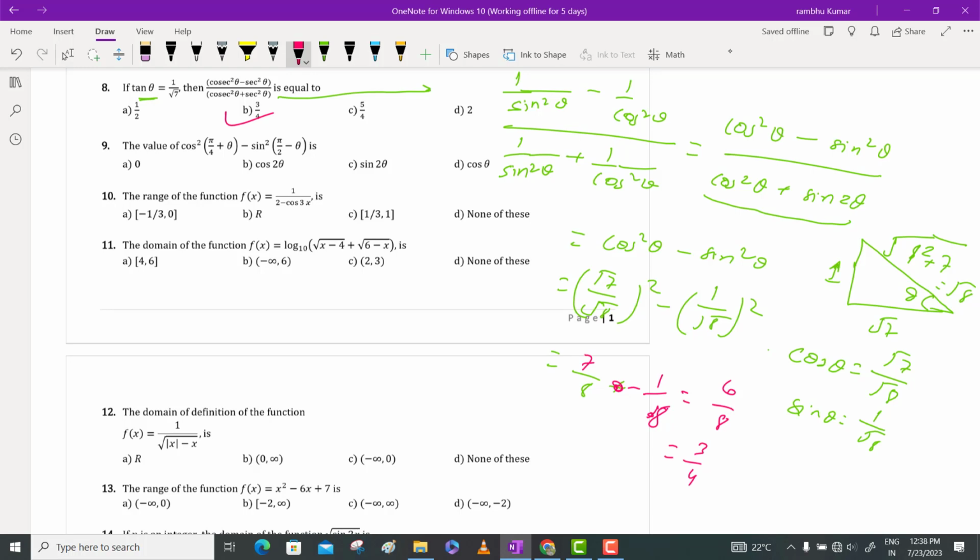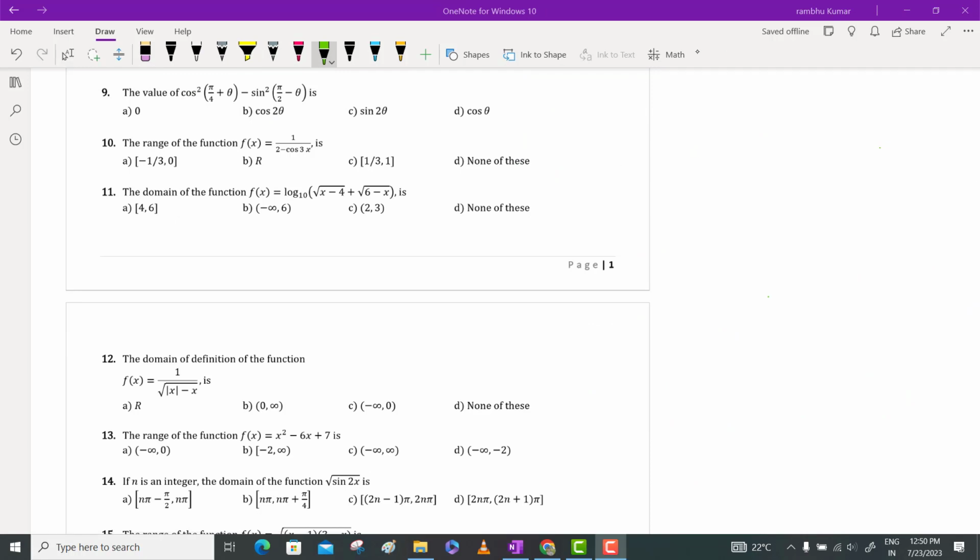Let us move to the next question, question number 9. Okay, so in this question, question number 9, we have cos square pi by 4 plus theta minus sin square pi by 2 minus theta. So here actually some misprinting is there. This would be 4. The question is cos square pi by 4 plus theta minus sin square pi by 4 minus theta.